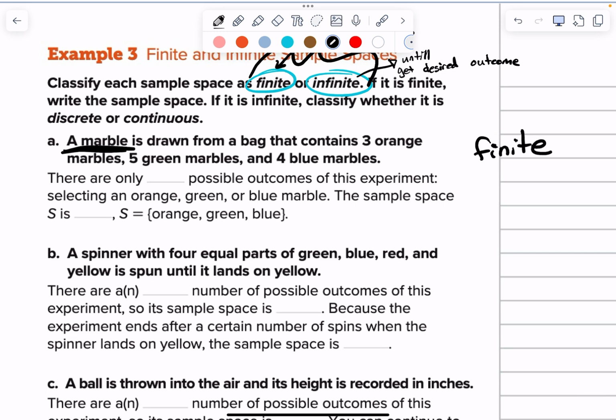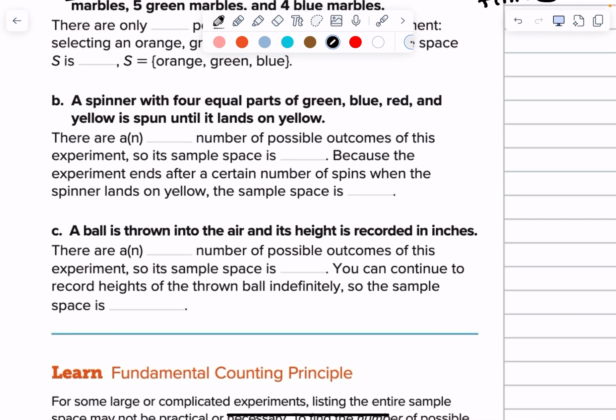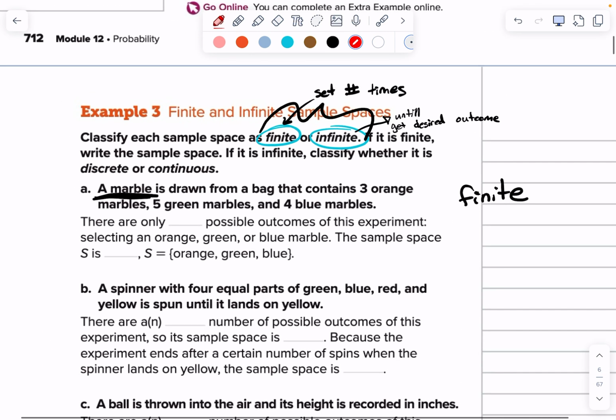Okay, you do B, C. Finite, infinite. Write them out. See what you get. Just write it down. Just read it real quick and just do finite, infinite. Finite means a set number of times, infinite means until they get the desired outcome or whatever. If it goes on forever, it's infinite.